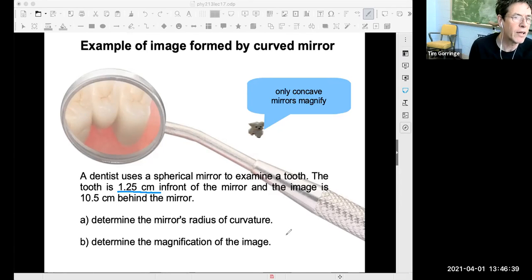Just to summarize, we spent almost all the class on reflection and images formed by mirrors. We talked about images formed by planar mirrors, the characteristics, and images formed by convex and concave mirrors and their characteristics. And then finally, we looked at a couple of examples, one of a planar mirror and one of a concave mirror.